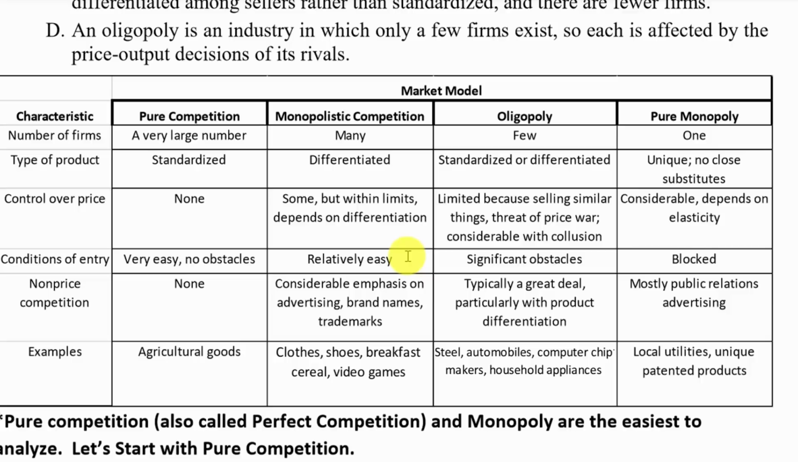But with monopolistic competition, one of the hard things is there is a lot of emphasis on advertising and brand names and trademarks. How is it that Nike and Reebok and these other companies can sell their shoes for a higher price than no-name brands? They invest millions and millions of dollars in advertising. So examples of monopolistically competitive industries would be clothes, especially shoes, and breakfast cereals, a lot of advertising going on there.